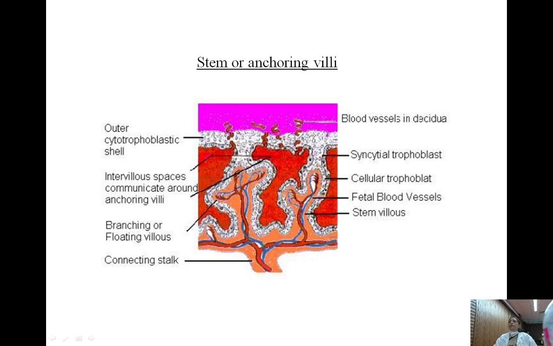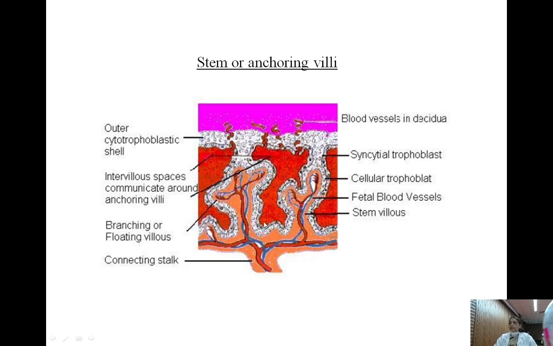It comes close to the decidua and it is attached to the decidua. Now that is known as the outer cytotrophoblastic shell. Now this type of villi is known as the stem villi or anchoring villi. And from this stem villi, some villi will come out and they will float into the maternal blood vessel. So they are known as the floating villi or branching villi.